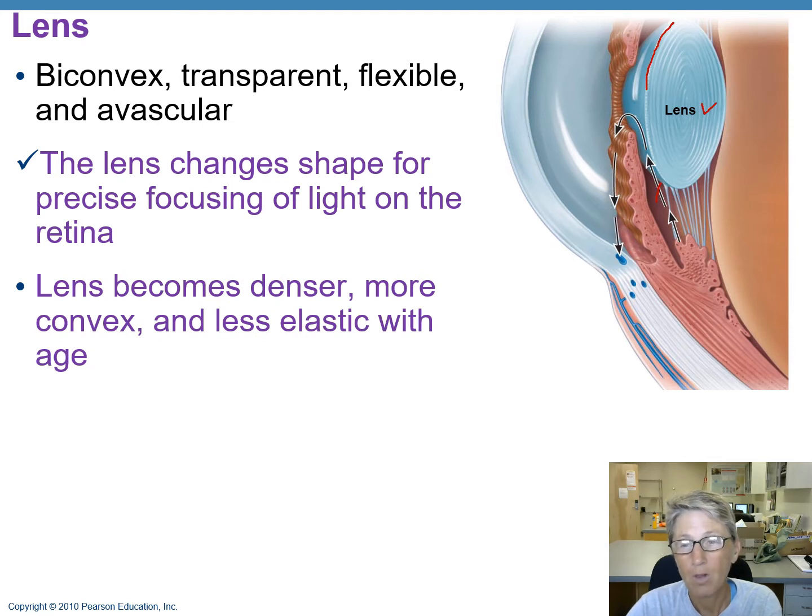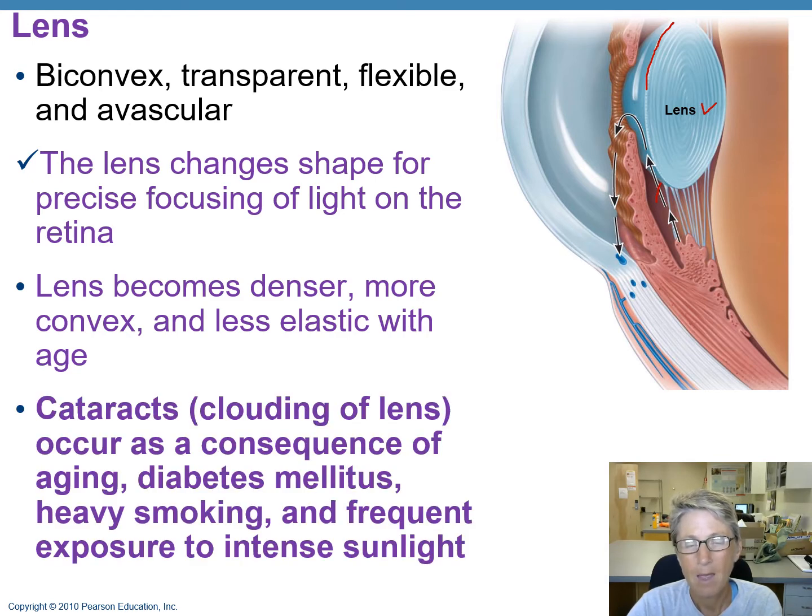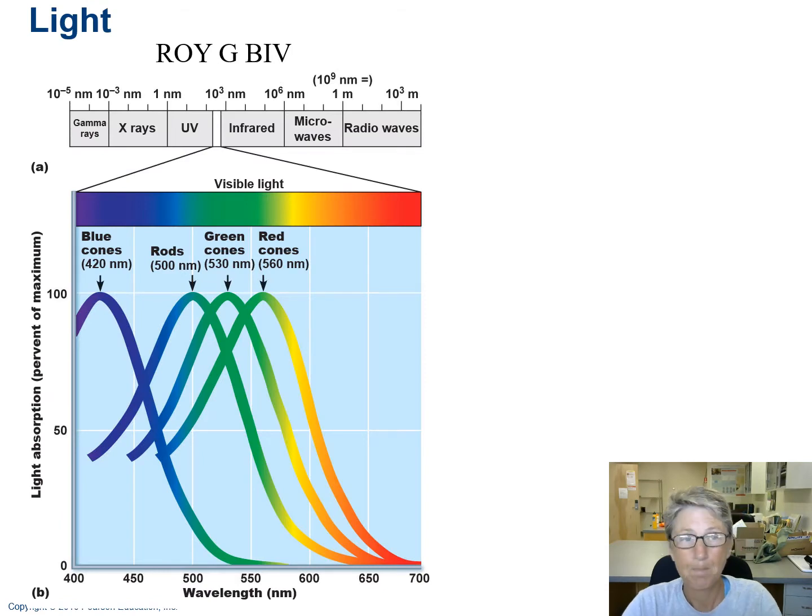As you get older, the lens gets denser, it's even more convex, and it gets less elastic. And you can also get this condition called cataracts, which is clouding of the lens. You can also get cataracts if you have diabetes mellitus, if you're a heavy smoker, or with frequent exposure to intense sunlight.